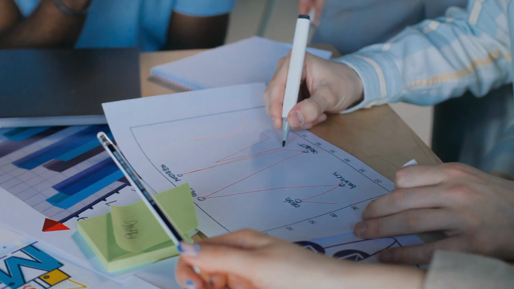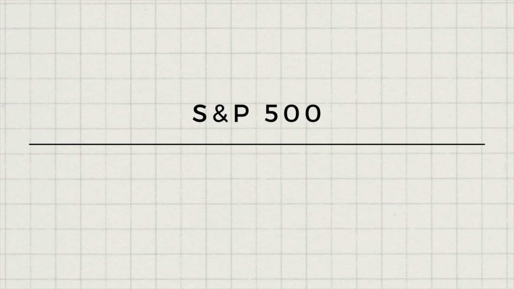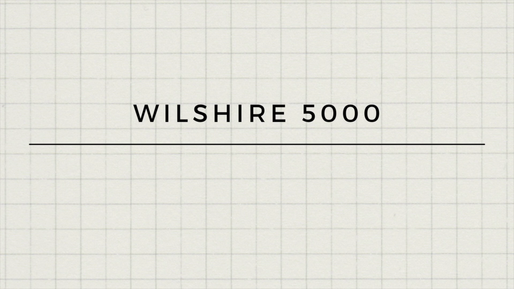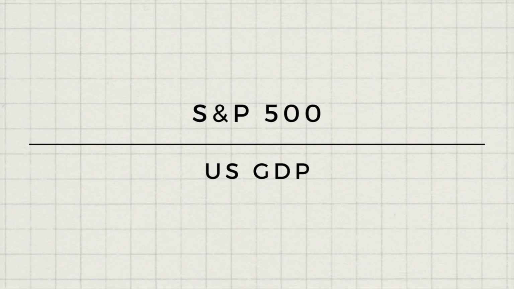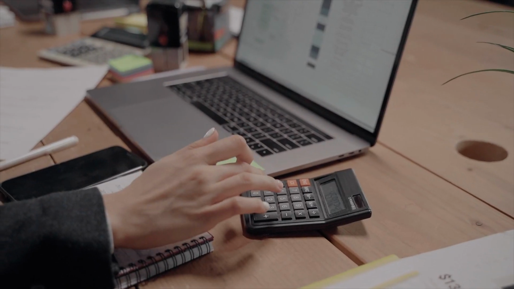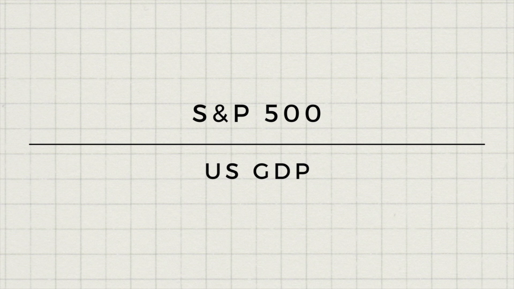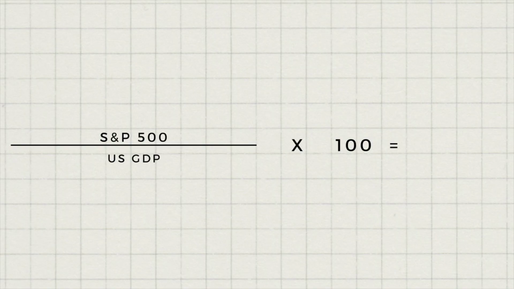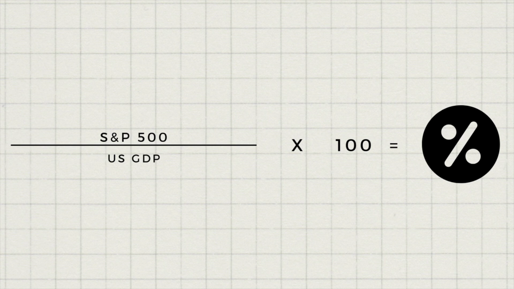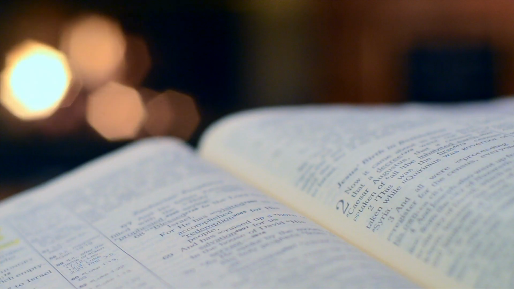The specific measurements used today to value the stock market is the S&P 500, or sometimes the broader Wilshire 5000 Index instead. To value the total economy, the US GDP is used. By dividing the valuations of the securities market by the total valuations of the US economy and multiplying that value by 100, you can get the percentage that defines the valuations of the entire market.